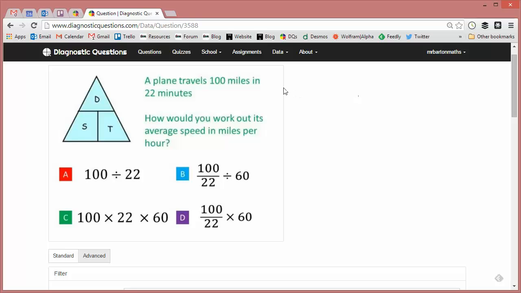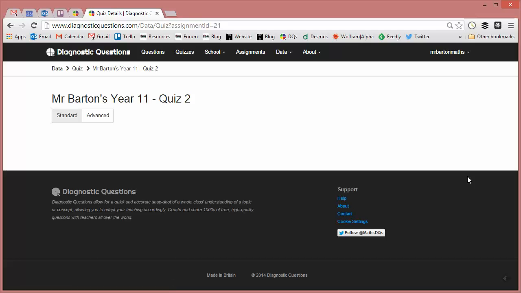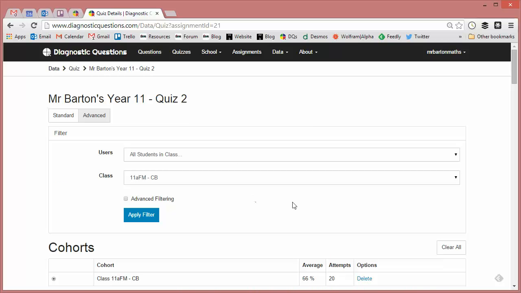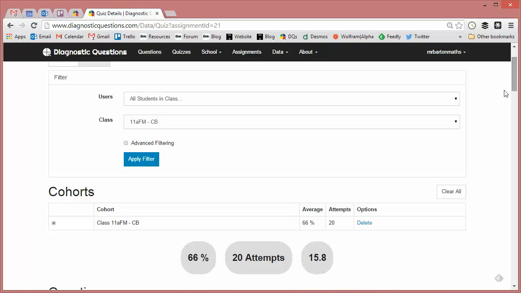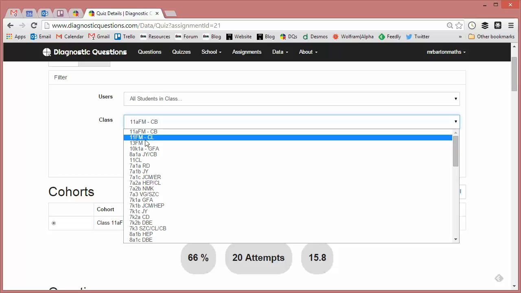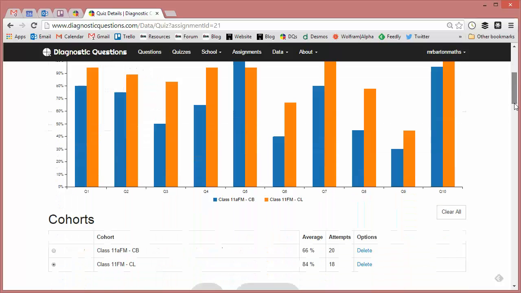But it's not just that, I can do more. If I go back to that quiz page for a second, so I go to my assignments and I go to Mr. Barton's Year 11 quiz 2 and I just go to my data. I can also make some comparisons, because what we do in our school is we set our Year 11 quiz across different sets. So if I go to advanced, I've seen how my students have got on, but I wonder how my colleague Mr. Lynch's students have got on. So let's have a look at his class. Apply filter.